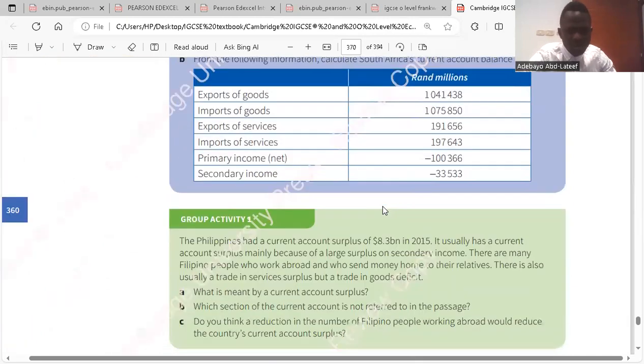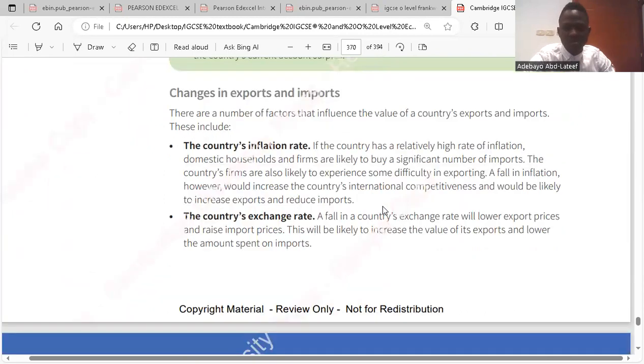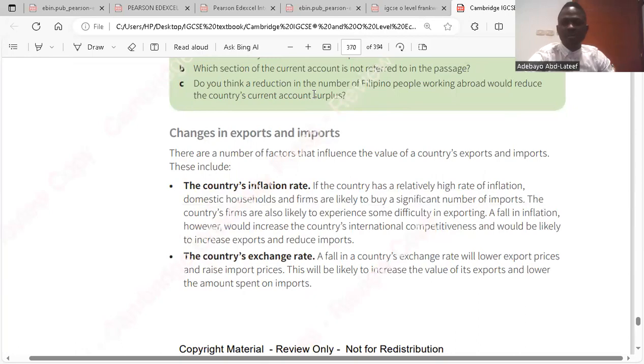So here, okay, let's go down. Changes in exports and imports. So changes in exports and imports. There are a number of factors that influence the value of a country's exports and imports. This includes, one, the country's inflation rate. If the country has a relatively high rate of inflation, domestic households and firms are likely to buy a significant number of imports. The country's firms are also likely to experience some difficulty in exporting. A fall in inflation, however, would increase the country's international competitiveness and would be likely to increase exports and reduce imports.